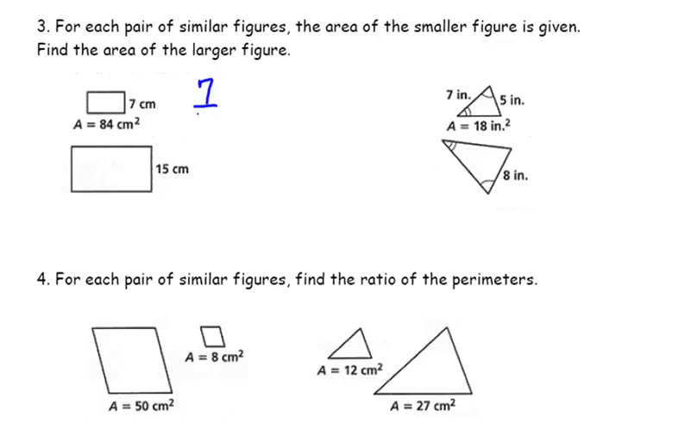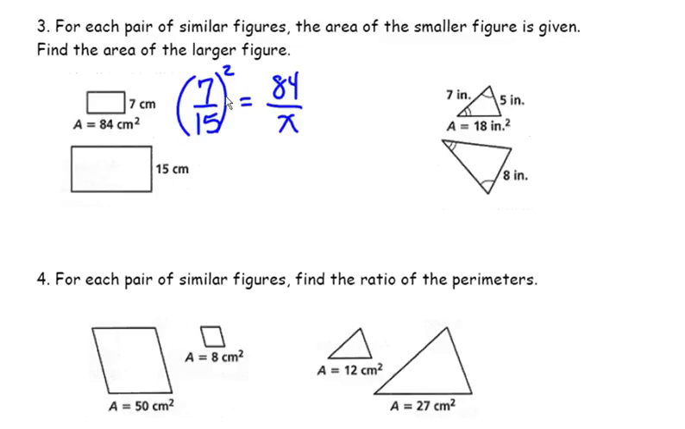So if this is the ratio of my sides, 7 to 15, and I want to compare it to the ratio of my areas, well, the area of the one with a side of 7 is 84, and the one I'm looking for is the area of the larger figure. Okay. These are not equal. They're not equal until I take that similarity ratio and I square it.